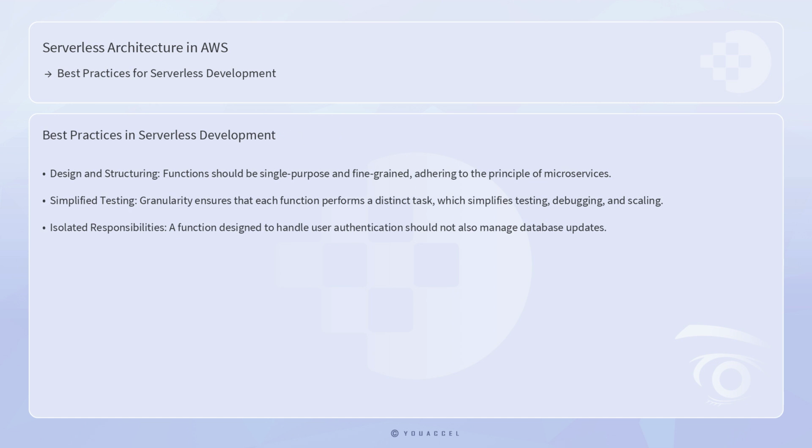One of the primary best practices in serverless development involves the design and structuring of functions. In AWS, this typically revolves around AWS Lambda. Functions should be single-purpose and fine-grained, adhering to the principle of microservices. This granularity ensures that each function performs a distinct task, which simplifies testing, debugging, and scaling. For instance, a function designed to handle user authentication should not also manage database updates. By isolating responsibilities, developers can enhance the maintainability and clarity of their codebase.